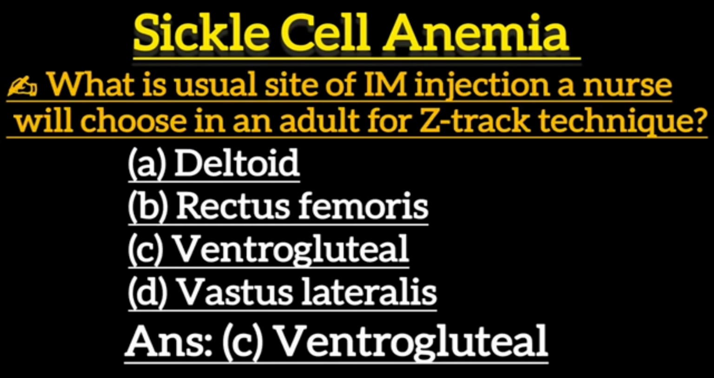Next one is, what is the usual site of IM injection a nurse will choose in an adult for the Z-track technique? Option A deltoid. Option B rectus femoris. Option C ventrogluteal. Option D vastus lateralis. Correct answer is option C ventrogluteal.